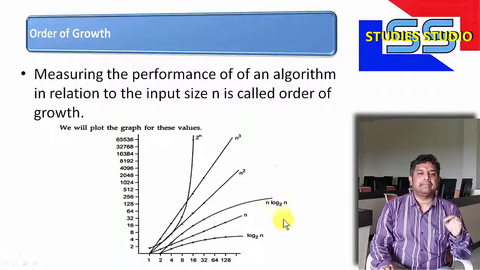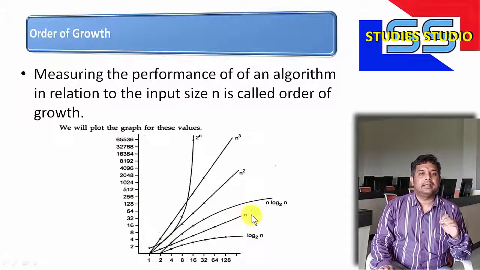So this is the basic graph of order of growth. On the x-axis we will take the number of inputs, and on the y-axis we are going to take how it is growing. You can see the function which is linear. It means if n is equal to 1, it will take 1 unit of time. If n equals 4, it will take 4 units of time. If n equals 128, it will take 128 units of time. Like that it will grow.